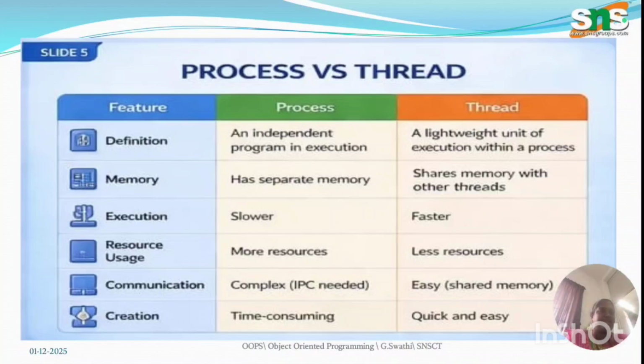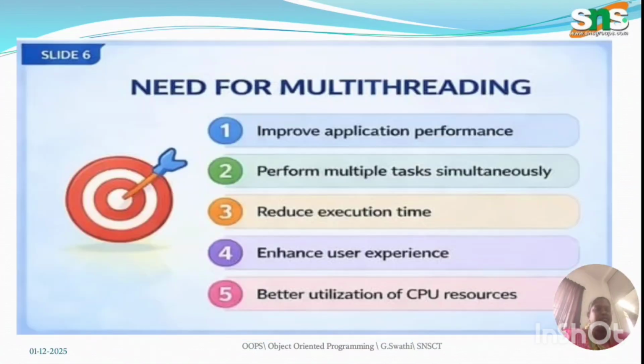What is a process and what is a thread? A process is an independent program in execution. A thread is a lightweight unit of execution within a program. A process has separate memory, while threads share memory with other threads. Process execution is slower, and a thread is faster while executing. A process uses more resources, and a thread uses fewer resources. IPC is complex and needed for processes, while it is easy with shared memory for threads. Creating a process is time-consuming, while creating a thread is quick and easy. That is the difference between process and thread.